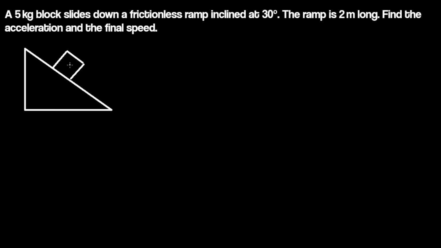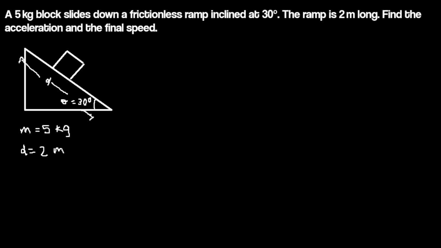So the block slides down, and this theta here equals 30 degrees. We know that the mass of the block, I'll write the mass down here, was 5 kg. And the length of the ramp, so the distance along the ramp, equals 2 meters. So let's label this D, distance, down here. D equals 2 meters. Find the acceleration and the final speed.